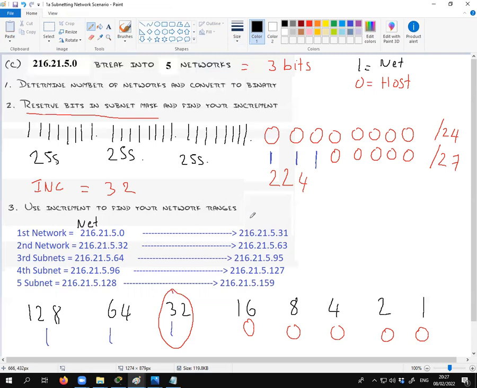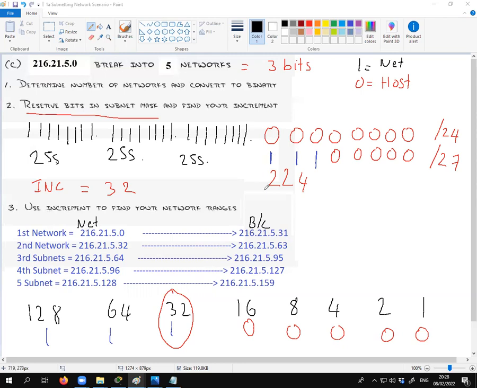Unusable, and this is the broadcast. Unusable. So what is the very first address in the third subnet? What is the first usable host in the third subnet? 216.21.5.65. Exactly. That's it. Very good.